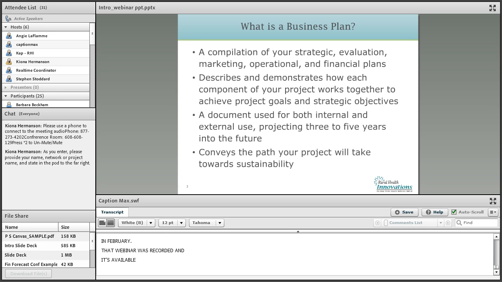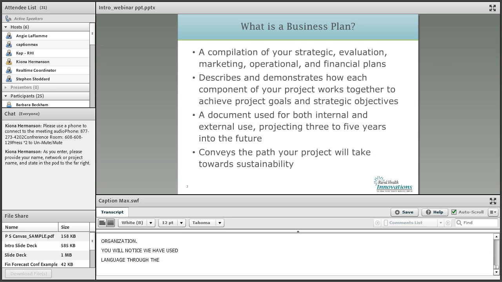So what is a business plan? It's really a compilation of plans. It can be created for an entire organization or for a portion of an organization, such as your grant projects. We've developed the toolkit with your grant projects in mind, and you'll notice that we have used that language throughout the guide and the template.